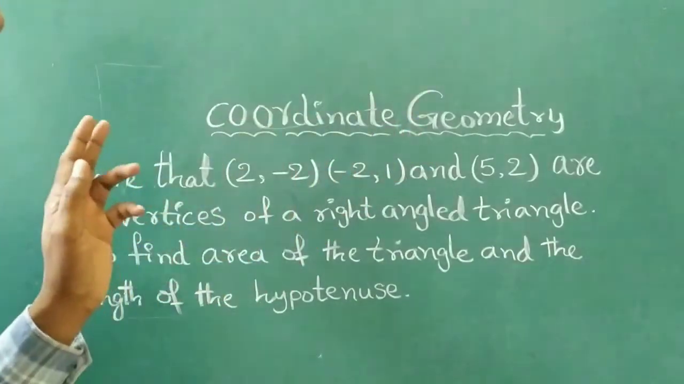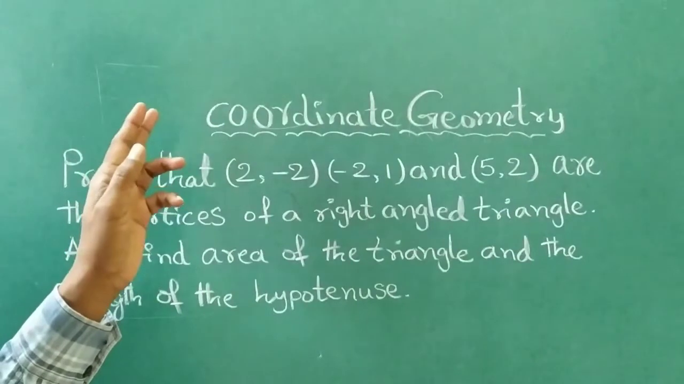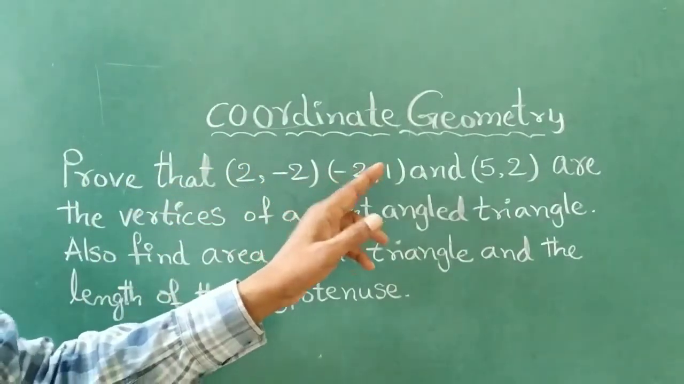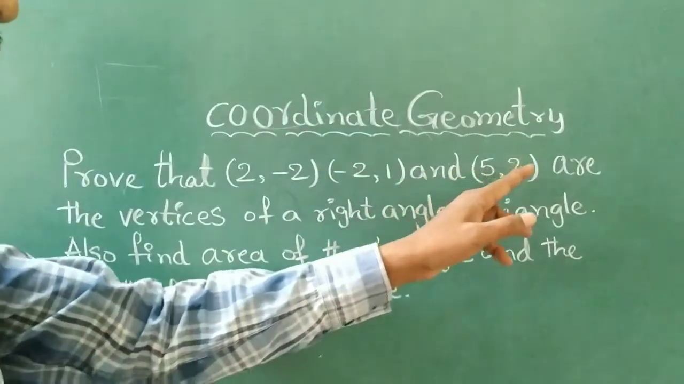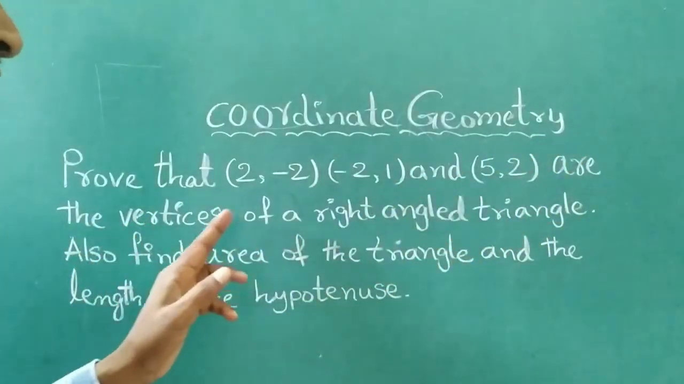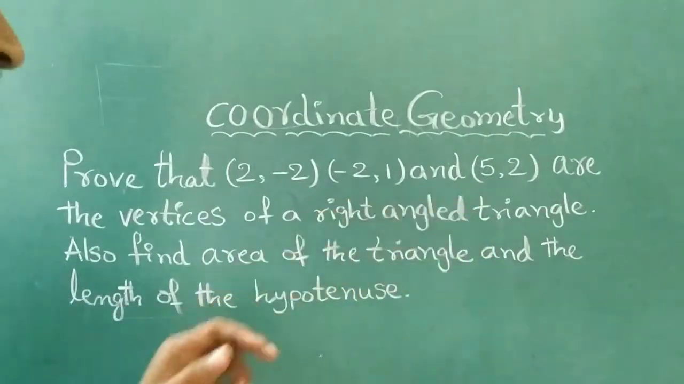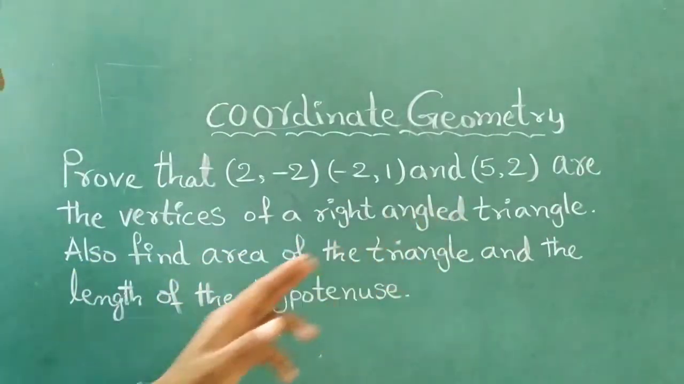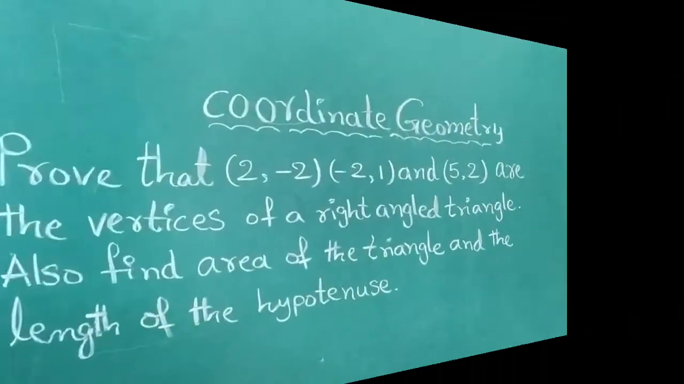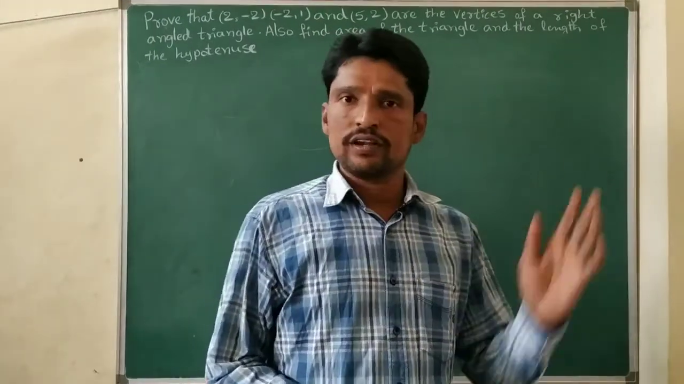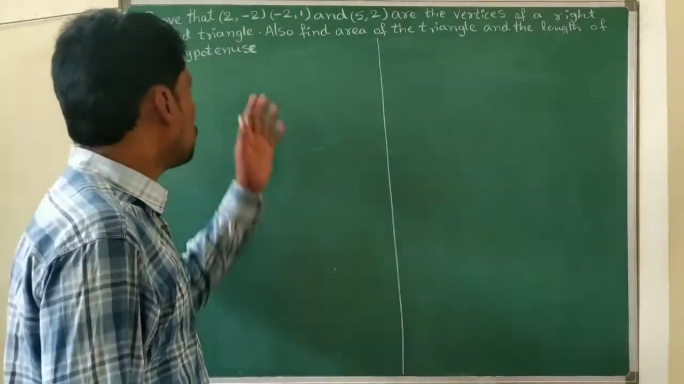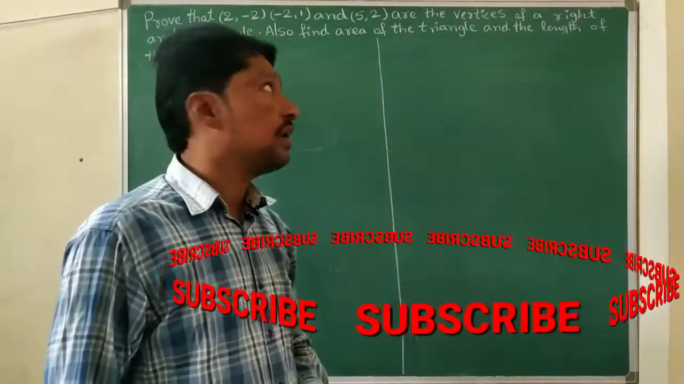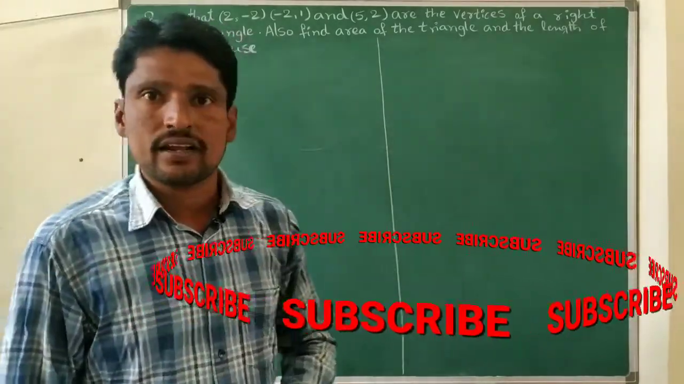Coordinate geometry, one of the most important long answer type problems. Prove that (2, -2), (-2, 1) and (5, 2) are the vertices of a right angle triangle. Also find the area of the triangle and the length of the hypotenuse. Let us see what is given in this problem. So prove that (2, -2), (-2, 1) and (5, 2) are the vertices of a right angle triangle.